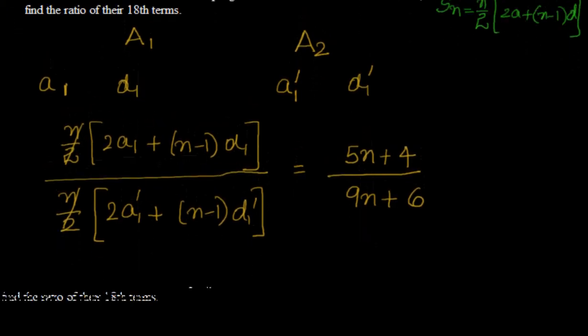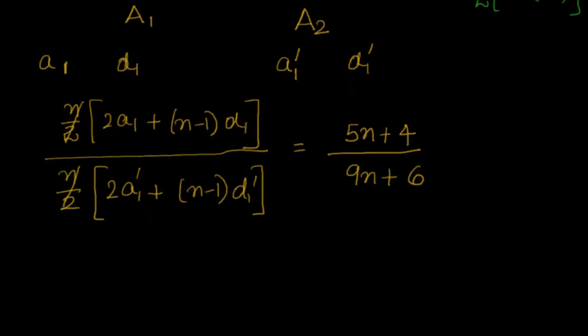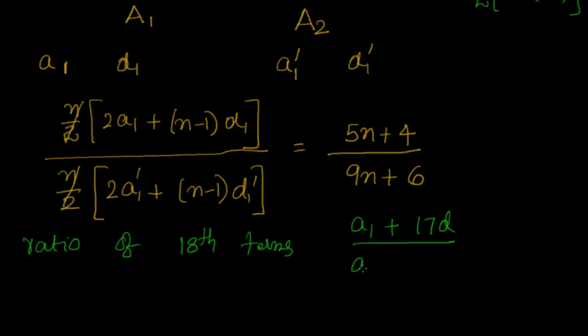Now what do I have to find out? I have to find the ratio of their 18th terms. Let us find out what is the ratio of 18th terms. That is what I have to find out. I know that the 18th term is nothing but a1 plus 17d divided by a1 dash plus 17d dash. This is what I have to find out.